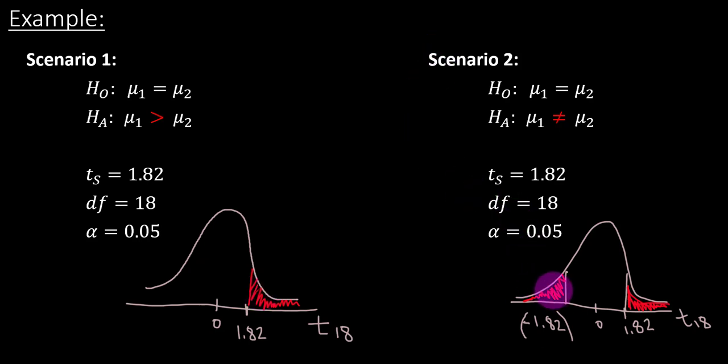One more thing before we cruise on over to R. In the second scenario here, remember, symmetry allows us to state that these two tailed regions are identical. So once we have found one of these regions, doesn't matter which one really, we can just double it and then we'll have the entire p-value. Let's go over to R.